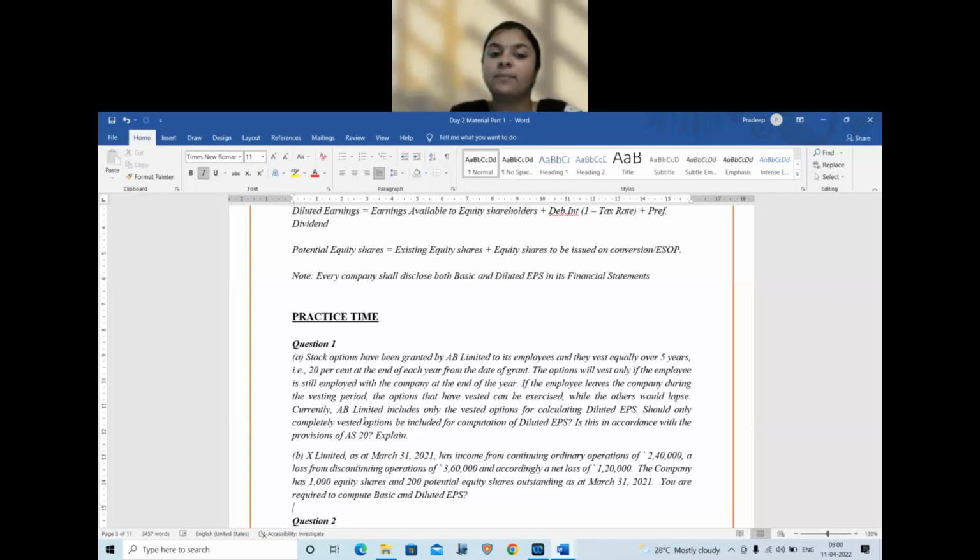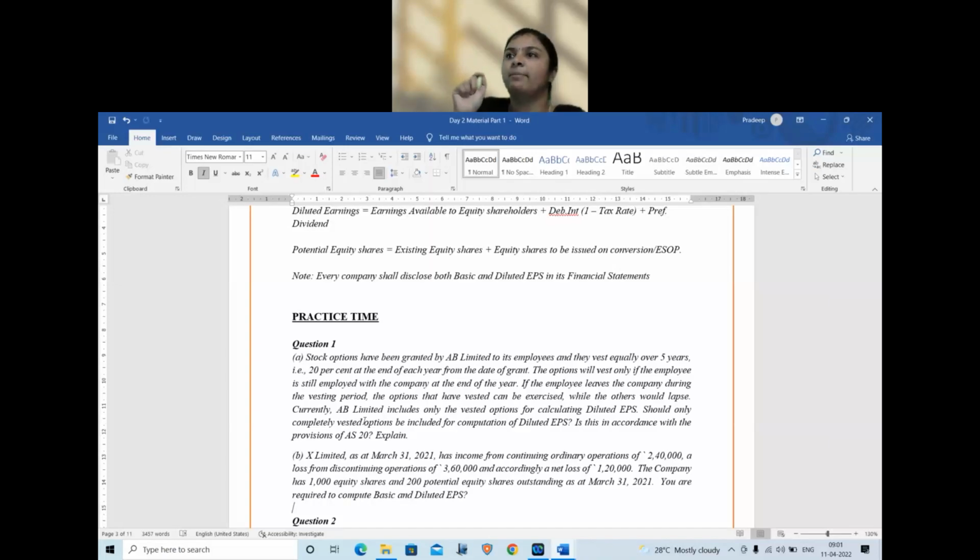If the employee leaves the company during the vesting period, the options that have vested can be exercised while the others will lapse. So if he is leaving within the period, to whatever extent he has become eligible, they can exercise, whereas the balance options will lapse. Currently, AB Limited only includes the vested options for calculating diluted EPS, which means they are only considering the options that have become eligible. Should only completely vested options be included for diluted EPS? Is this in accordance with the provision? One simple point for us to answer here.